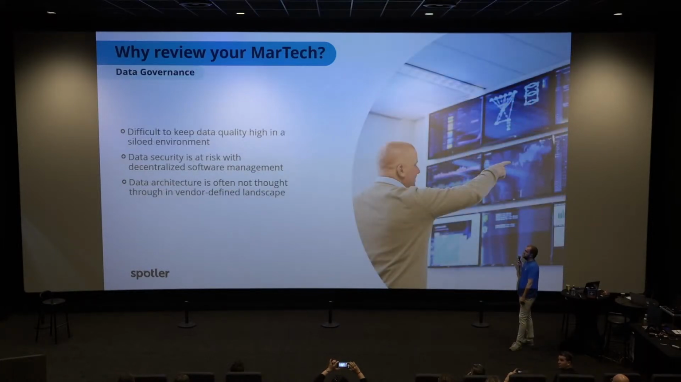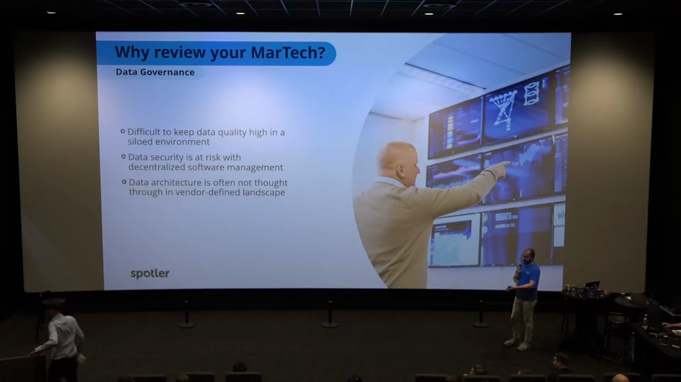Then the third reason why you should review your MarTech stack is data governance. If you have a siloed approach to your MarTech, saying, the marketing team, or you even have different marketing divisions, each has their own all-in-one platform, those will be siloed. And that makes it very difficult to understand what an email address or what a customer actually is doing, what it means when they fill out a form.